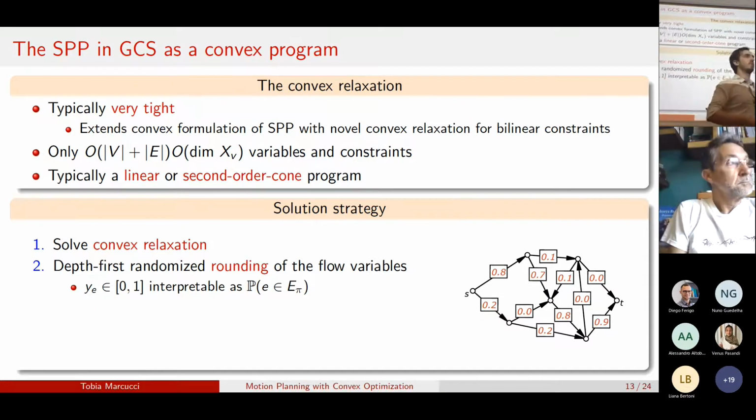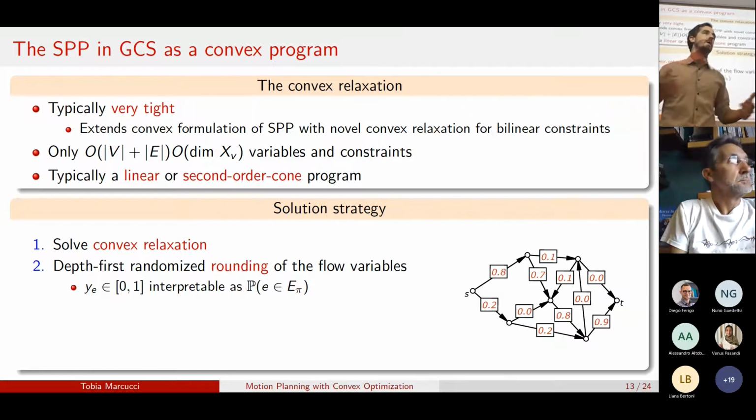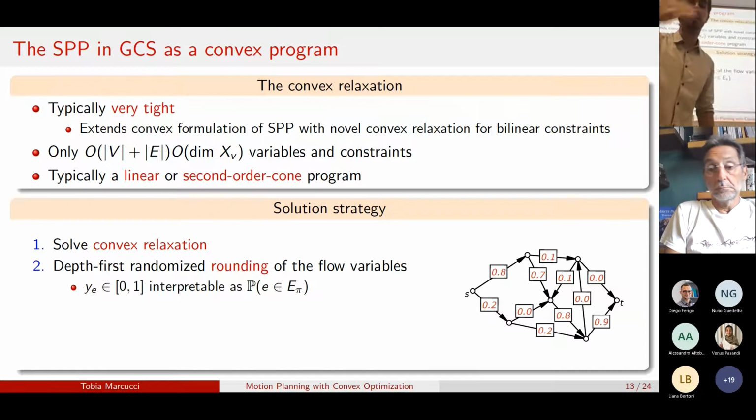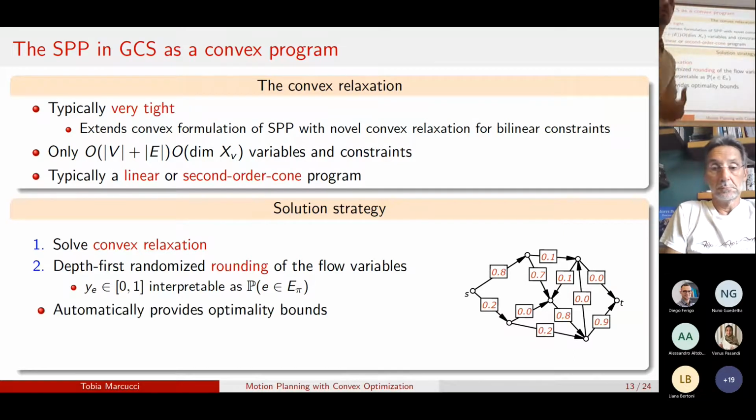Since this takes almost 0 time, we can run it 100 times and take the best. It takes like 10 to the minus 5 seconds to try to round a small graph like this. So the idea is that we solve the convex relaxation, and then we use a randomized rounding many times, and we pick the best. And it typically takes a very small amount of time.